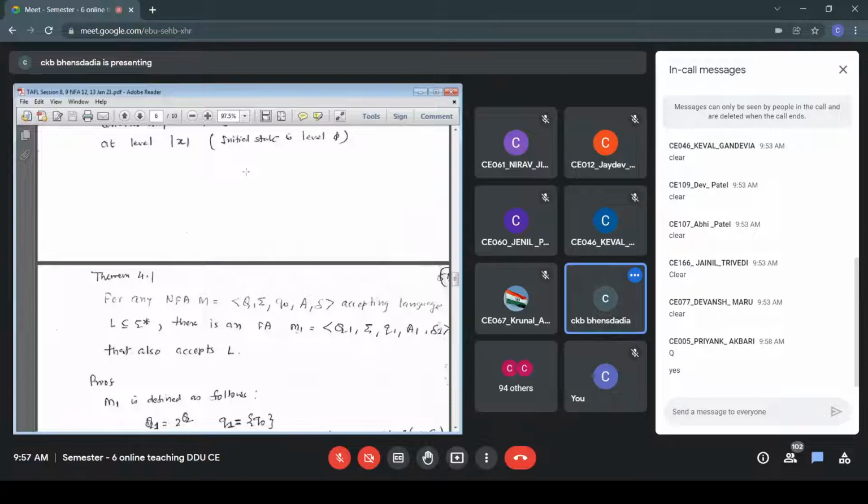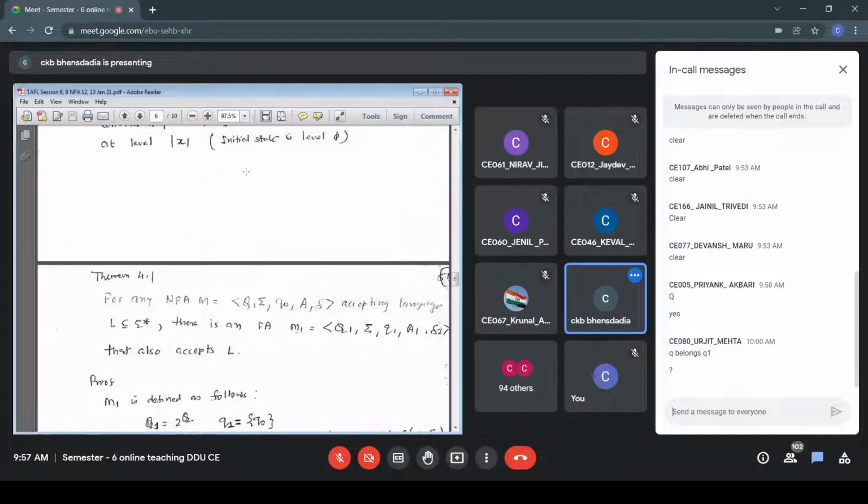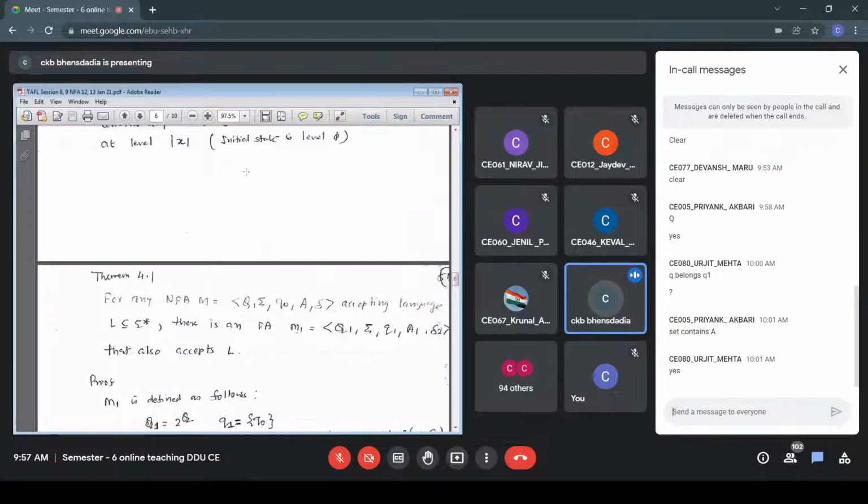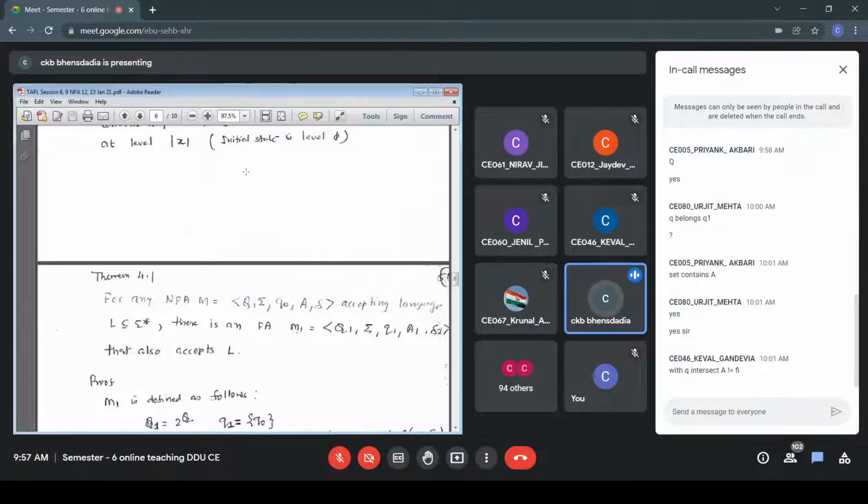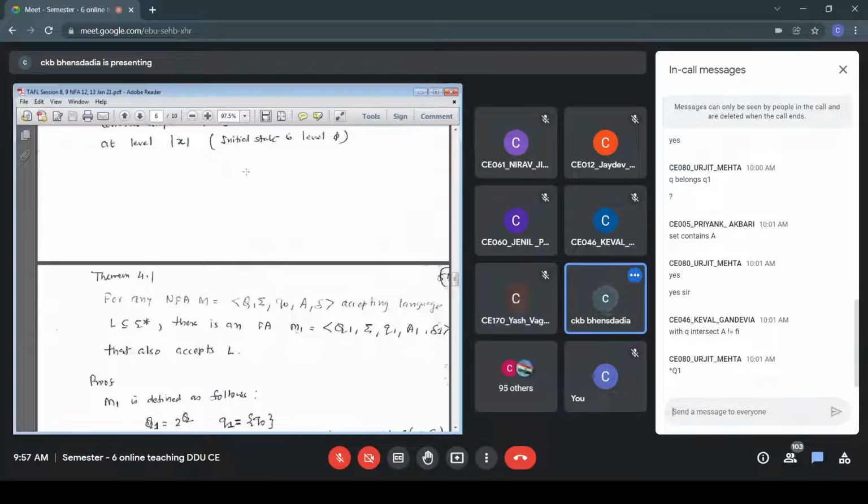Next we define what should be A1, the accepting states in the DFA. Can anyone mathematically define this A1? Q belongs to... let me correct that, Q belongs to capital Q1. Partial answer is, instead of small one, it is Q belongs to capital Q1, Urjit. Capital Q1 is nothing but subsets. So Q belongs to capital Q1. Further, we have to put a constraint.